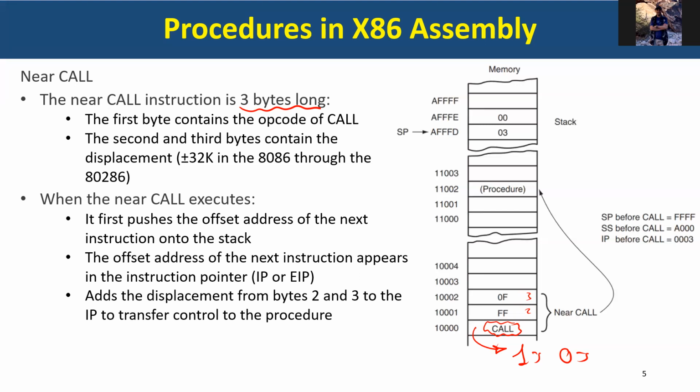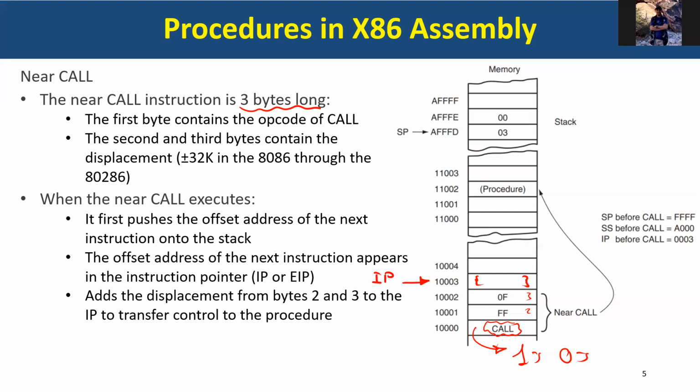So we know that the procedure is stored somewhere, okay? We need to know the displacement in order to add it to the current IP to go to this new location. Of course, whenever you fetch something, the instruction pointer will be pointing to the next instruction to be fetched. Basically, that one here, that instruction, whatever it is.